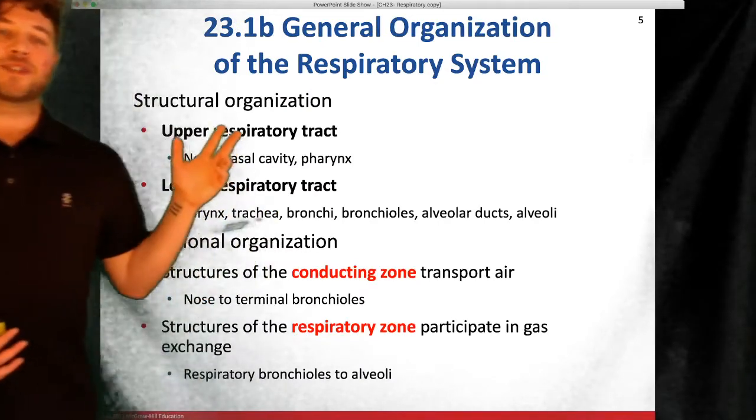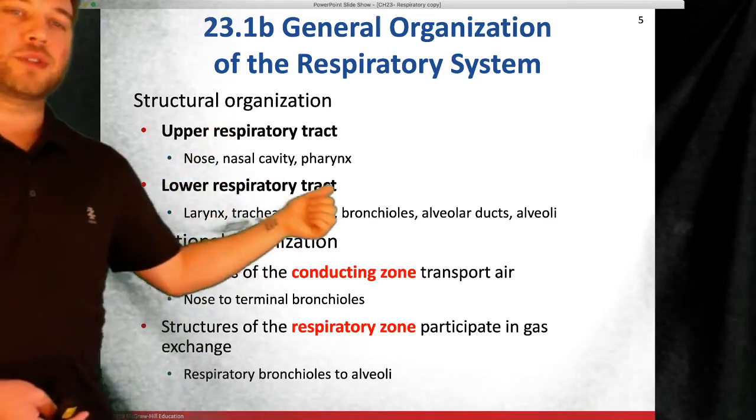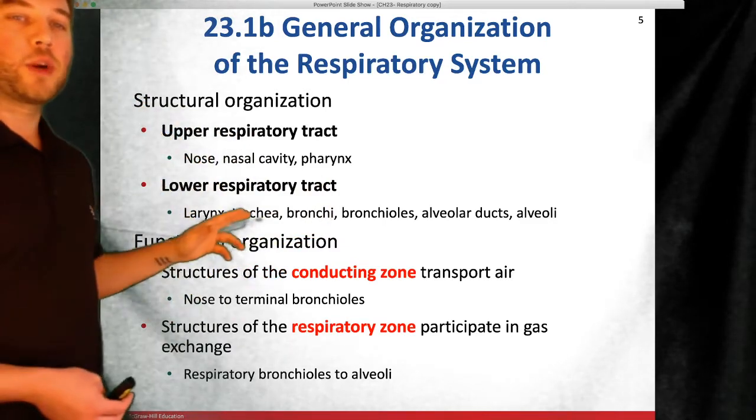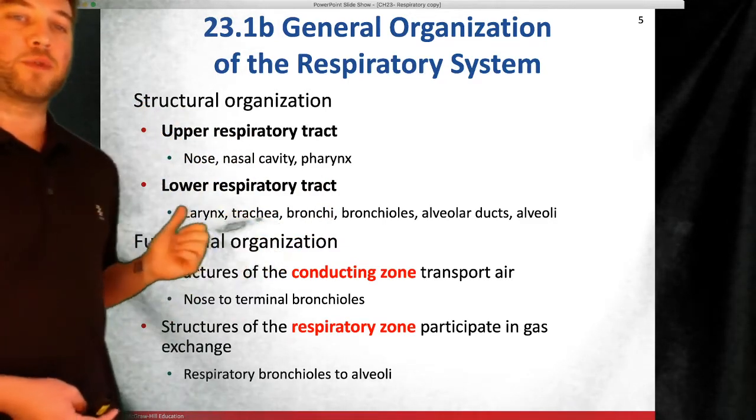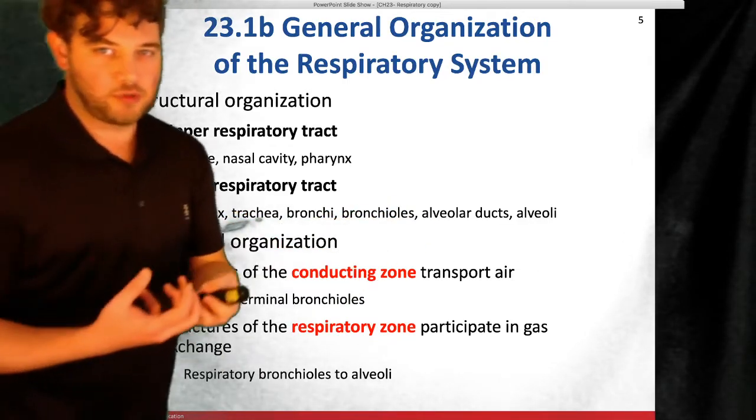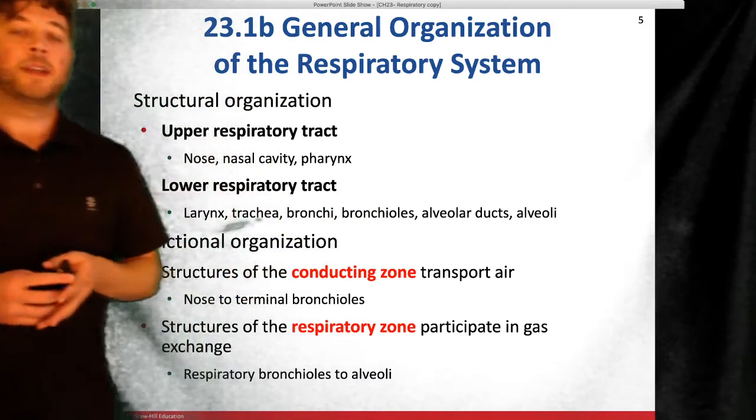Okay, we can organize it structurally. You have the upper and lower respiratory tracts. The upper respiratory tract runs from your nose to your pharynx, so from your nostrils to your throat. And then the lower respiratory tract goes from the larynx, your voice box, the trachea, bronchi, all the way down to your alveoli, which are the functional units of your lungs. They actually make up what your lungs are.